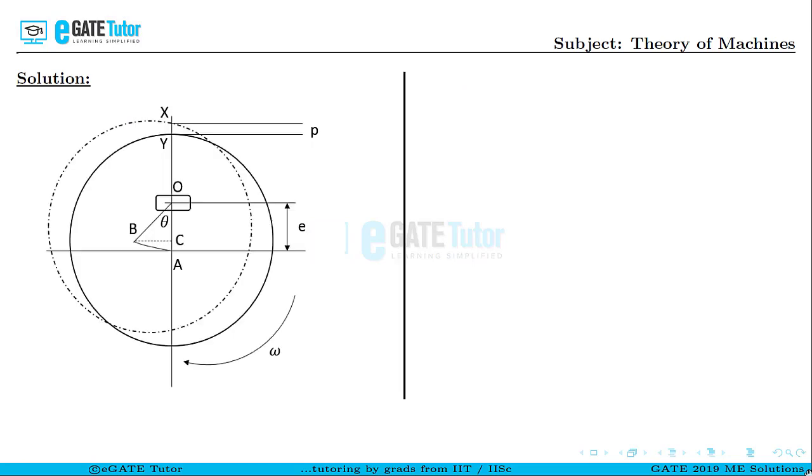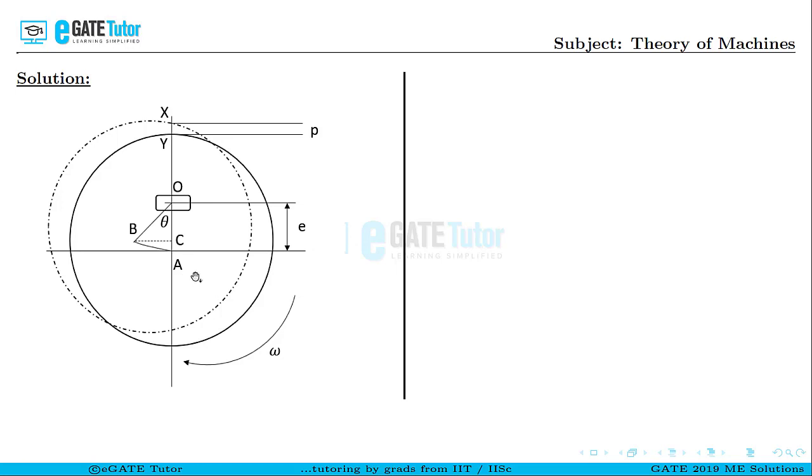Let us consider the initial configuration of the cam when t equals 0, represented by the solid line, where A is the intersection point of the vertical axis and horizontal axis of the cam. Let us consider O as the center of rotation of the cam with eccentricity E, which is denoted by the distance between point O and point A.